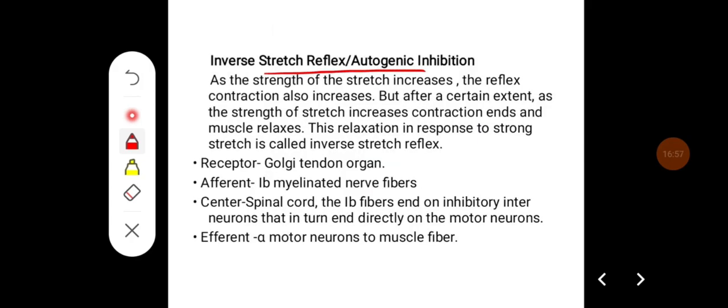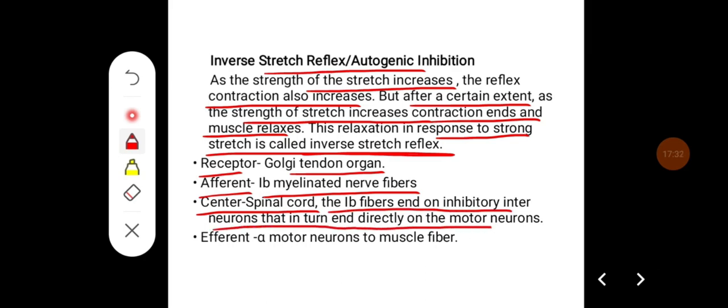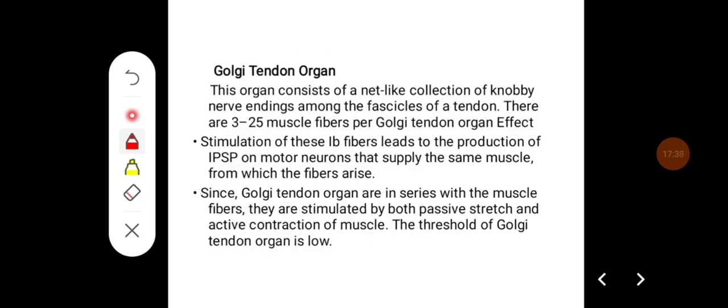Inverse stretch reflex, which is also called autogenic inhibition. As the strength of the stretch increases, the reflex contraction also increases. But after a certain extent, as the strength of the stretch increases, the contraction ends and the muscle relaxes. And this relaxation response to strong stretch is called the inverse stretch reflex. Here, the receptors are Golgi tendon organs, afferents are 1B myelinated nerve fibers, and the center is the spinal cord. The 1B fibers end on inhibitory interneurons that in turn end directly on the motor neurons. The efferents here are alpha motor neurons to the muscle fibers.